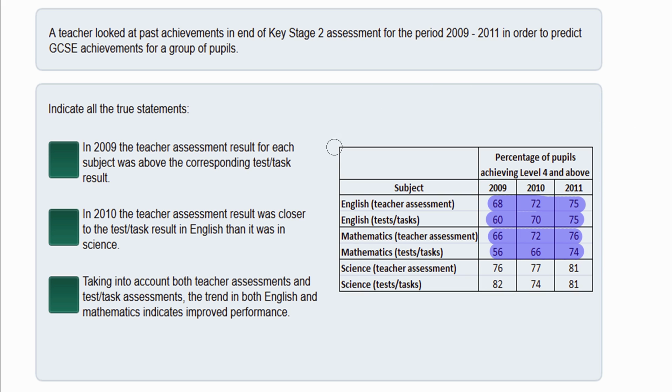So we can see, taking into account English and mathematics, that there is a general improvement. In fact, each year the marks got higher in every assessment. So this statement is true. And so the answer to this question is statement 2 and statement 3.